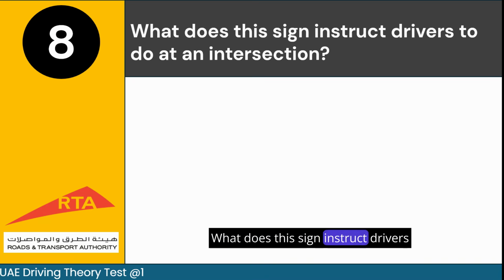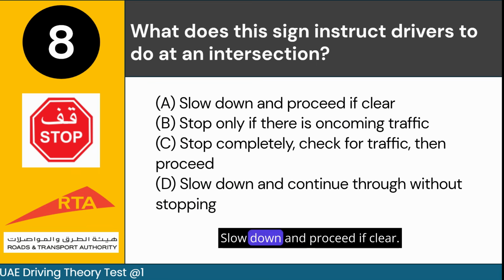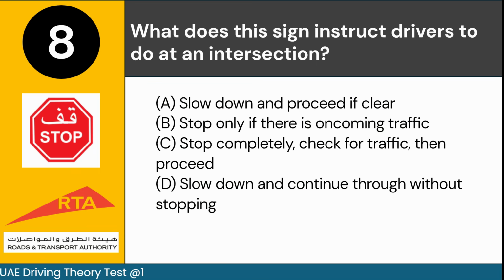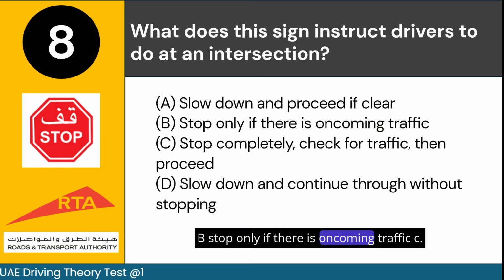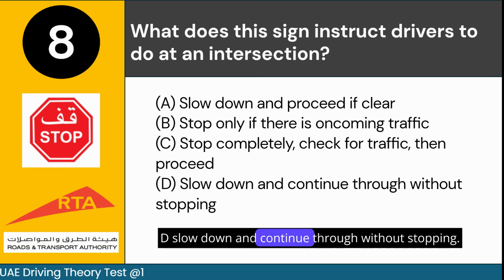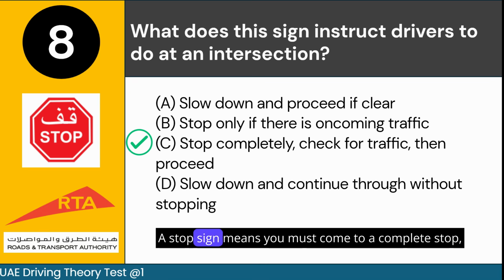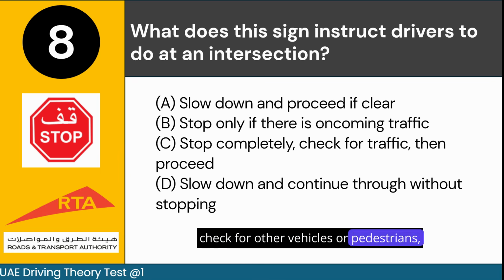What does this sign instruct drivers to do at an intersection? A. Slow down and proceed if clear. B. Stop only if there is oncoming traffic. C. Stop completely, check for traffic, then proceed. D. Slow down and continue through without stopping. Answer: C. A stop sign means you must come to a complete stop, check for other vehicles or pedestrians, and only proceed when it is safe to do so.